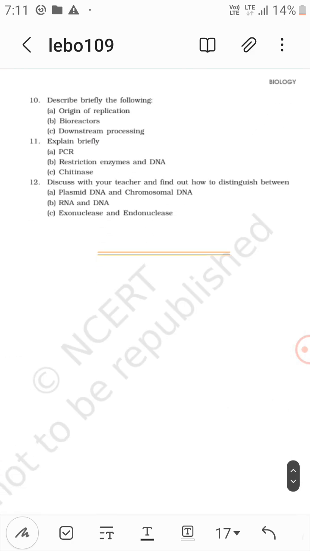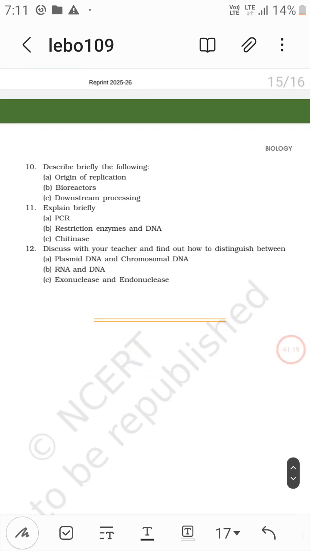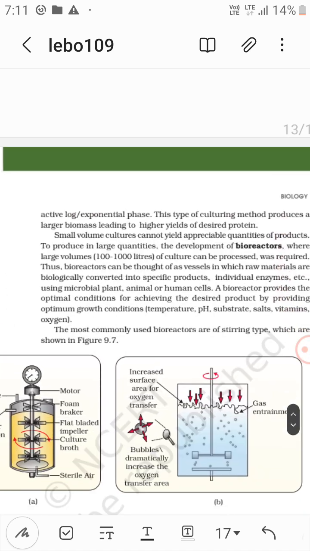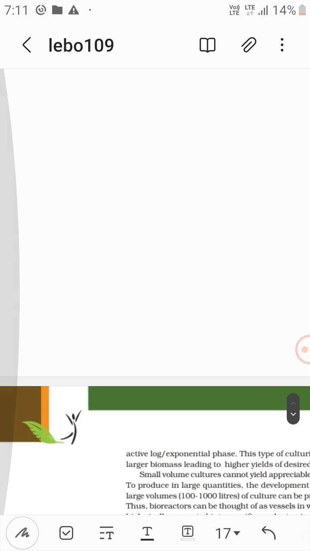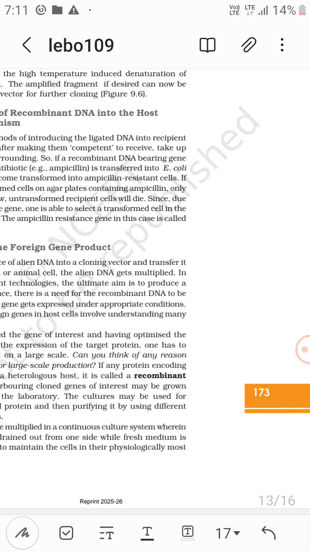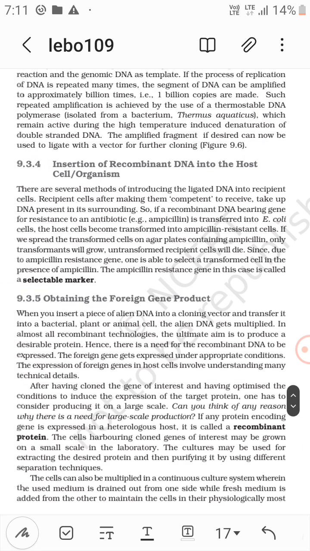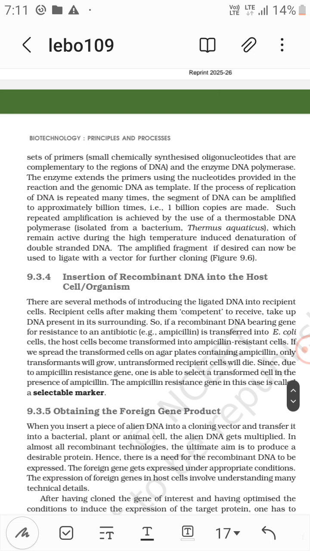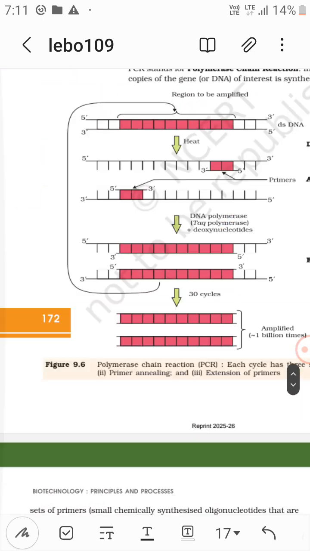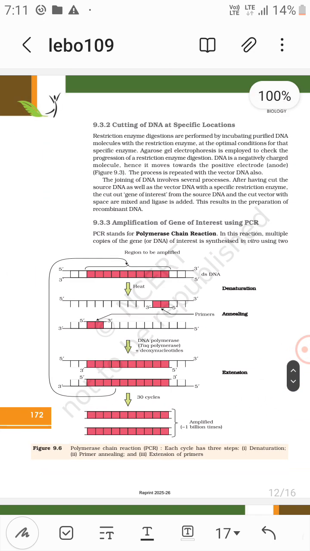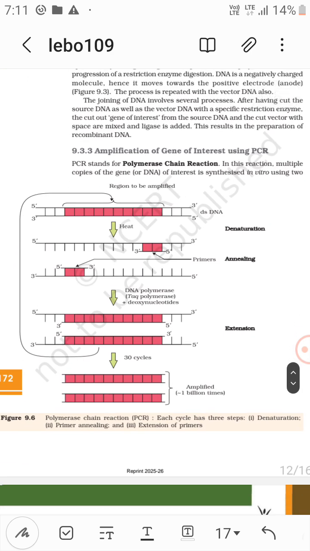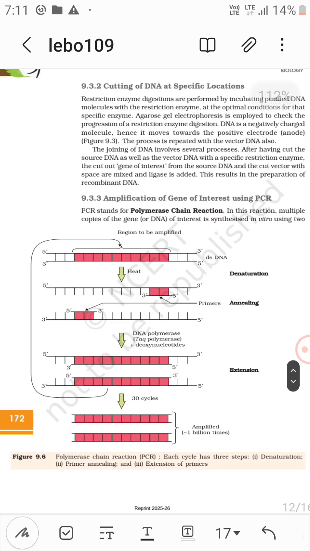So this is all, your chapter is done within an hour, including the summary exercises and everything, from introduction to everything. So obtaining the foreign gene product and the insertion of recombinant DNA into the host cell and organisms is left. Thank god I scrolled up and found this, that I didn't explain this.